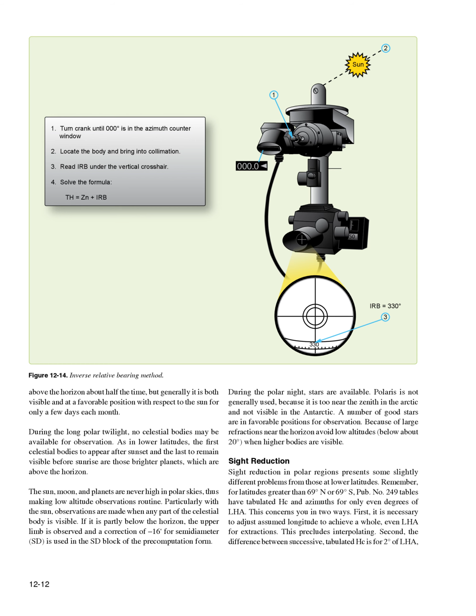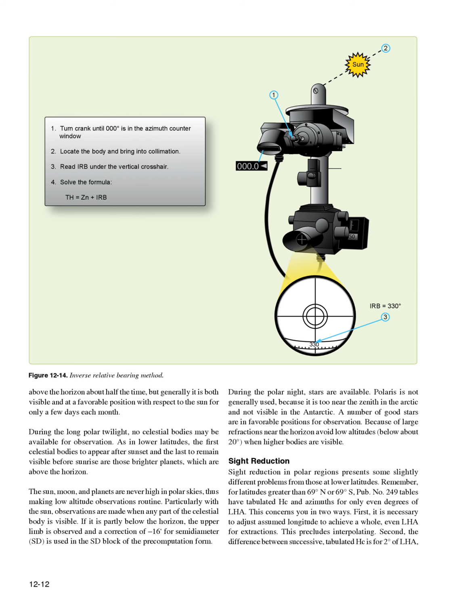The sun, moon, and planets are never high in polar skies, thus making low-altitude observations routine, particularly with the sun. Observations are made when any part of the celestial body is visible. If it is partly below the horizon, the upper limb is observed and a correction of -16 minutes for semi-diameter, SD, is used in the SD block of the precomputation form.